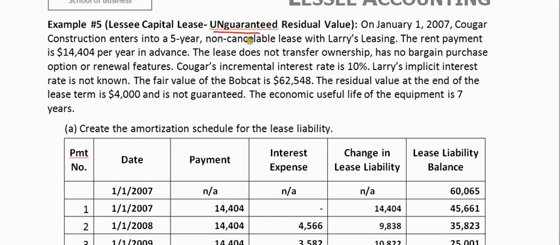So we're in example 5, and in this case it's an unguaranteed residual value. In the prior case we had a $4,000 residual value and it was guaranteed. Now it's not guaranteed, but the economic useful life of the equipment is 7 years. This is still a capital lease without transfer of ownership. So what's different between example 4 and example 5?